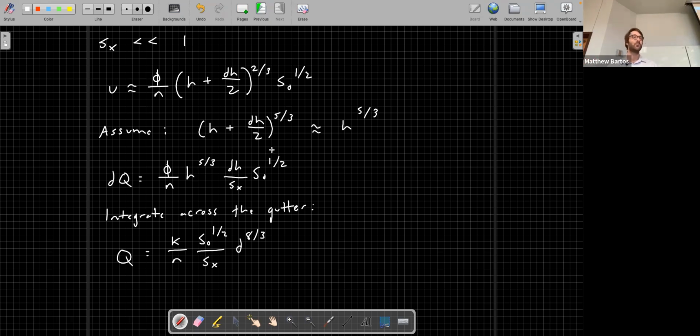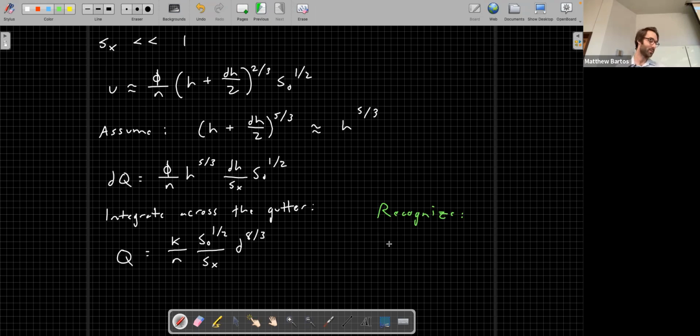I'm not going to do the full integration here, but you end up with this expression that relates the depth in the gutter with the discharge. So we're almost there. The last thing we have to do is recognize that there's a relationship between the depth in the gutter and the spread.